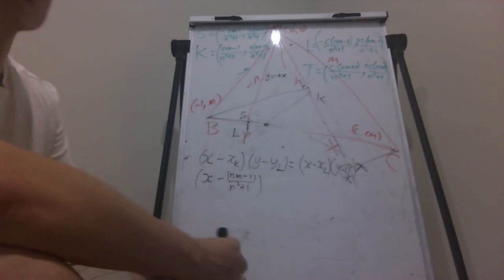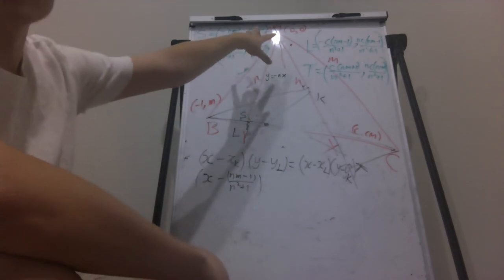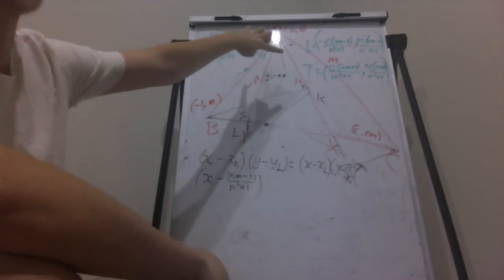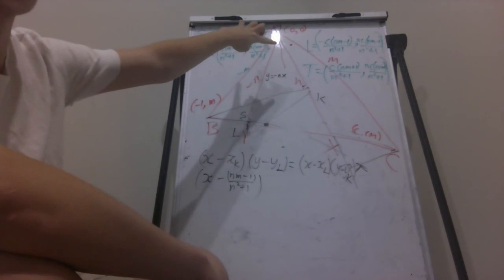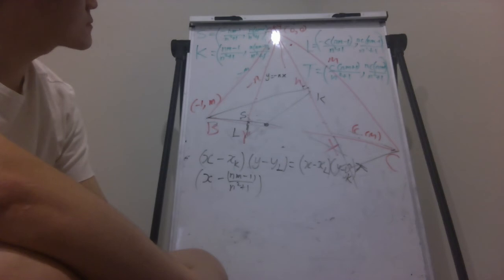But can you see that the relationship is the equation of KL can be converted into the equation of ST? Yes? You see that? How do you do it? Well, you change n to minus n, right? Yeah.